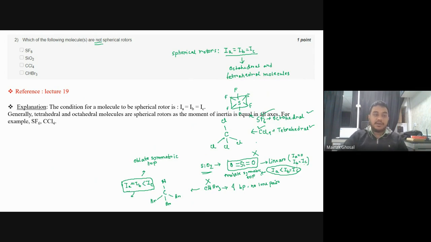SF6 is a spherical rotor. SiO2 is not a spherical rotor; it is a prolate symmetric molecule. CCl4 is a spherical rotor. And CHBr3 is an oblate symmetric molecule. So our answer in this case will be SiO2 and CHBr3. We understand that? Yes, sir. Okay, fine.